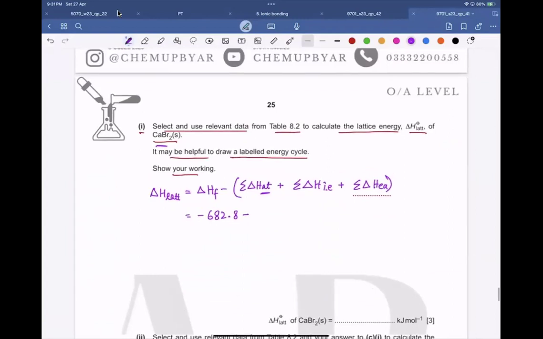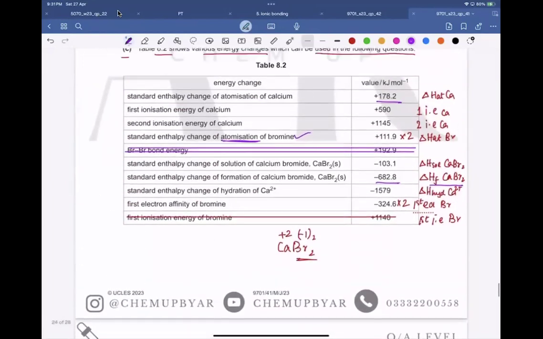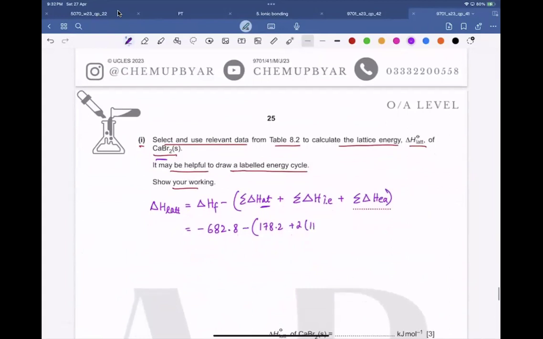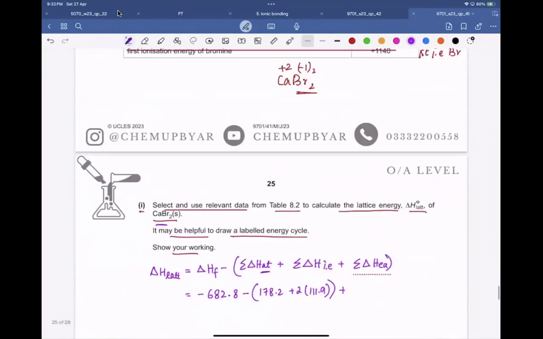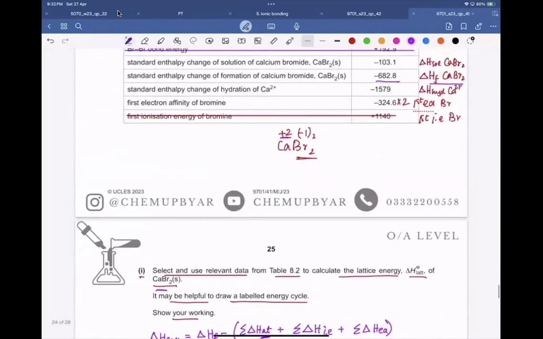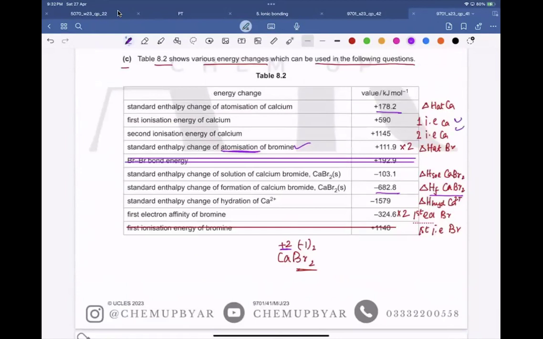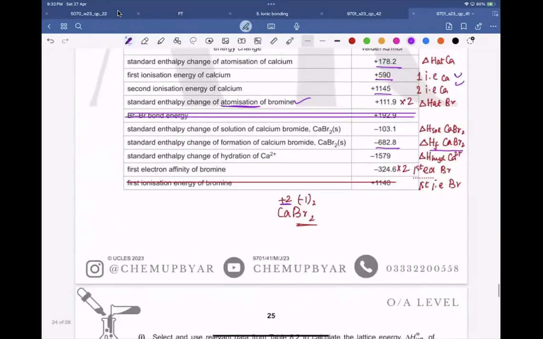So 178.2 plus 2 times 111.9, because there are 2 moles of bromine. Then the ionization energies. As you see, calcium is 2+, so both the ionization energies would be needed. So 590 plus 1145.